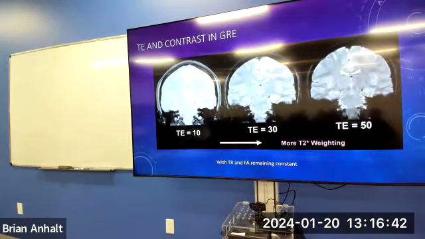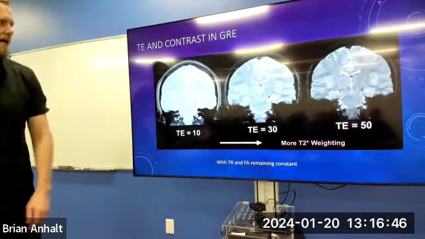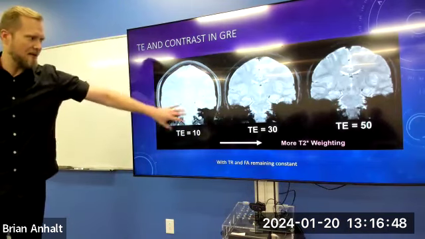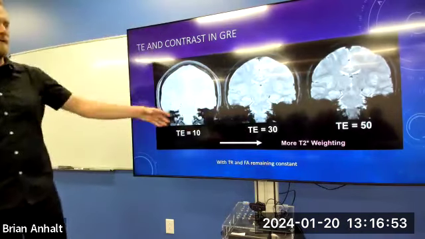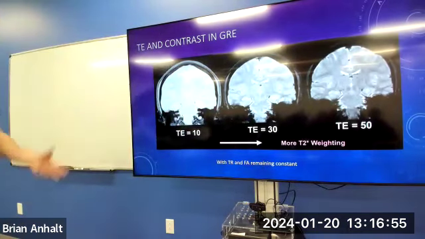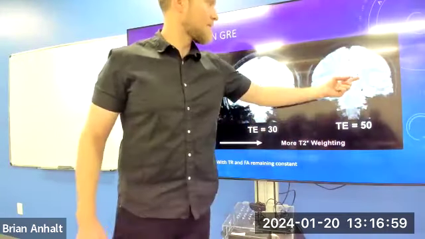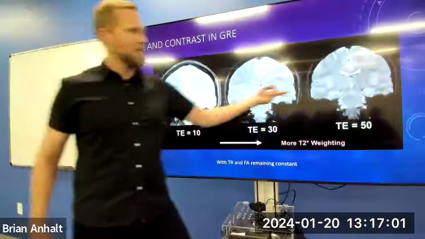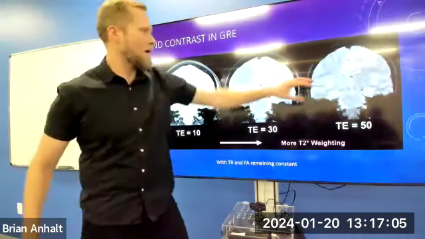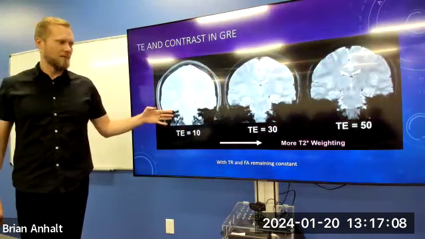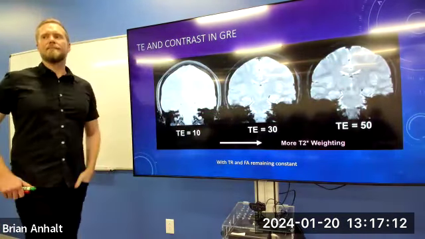And you can see the TE affects it as well. TE from 10 to 50 here, more T2 star weighting, right? This is proton density. We don't know what the flip angle was. TR and flip angle remain constant as we increase our TE though. We have more transverse decay happening. And you can start to see, this looks more T2 weighted, right? We have more contrast between fluid and gray and white matter than we do over here, by allowing for more dephasing to happen.